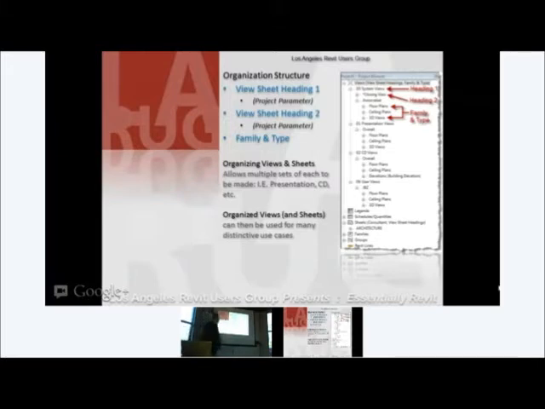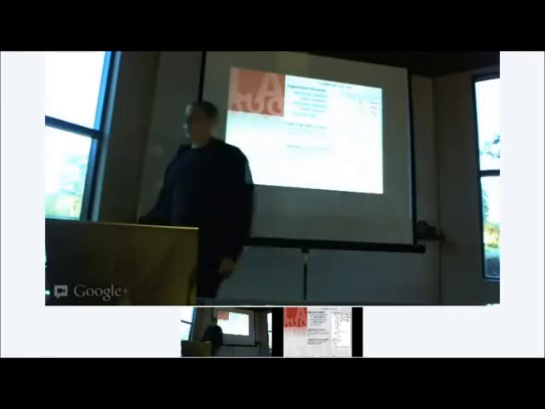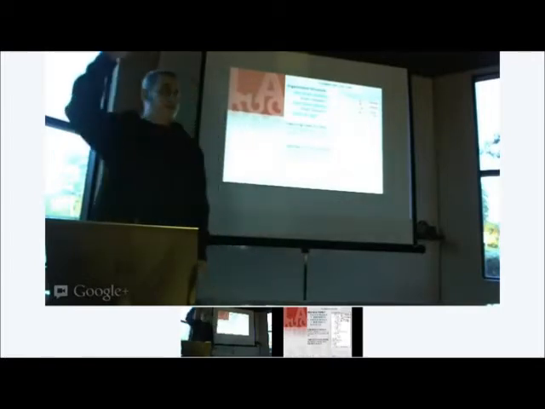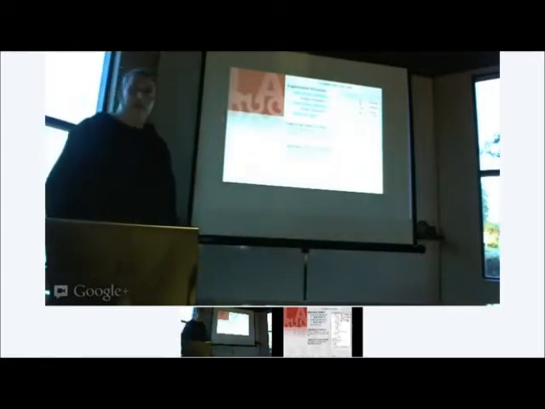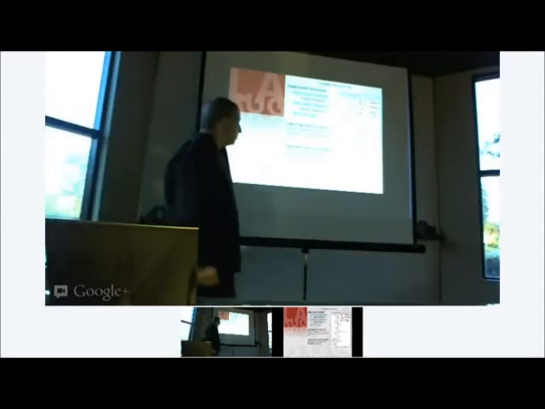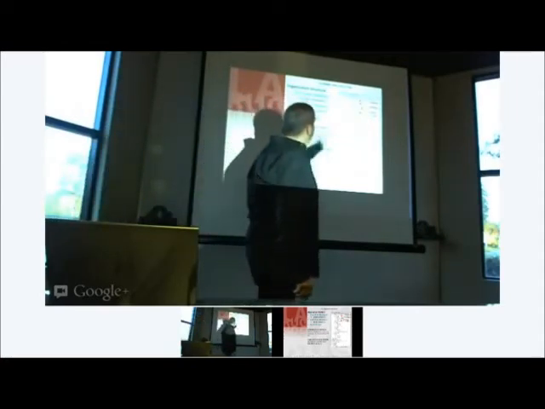And there happen to be these three different parameters that we set up. And you see, there's just heading one and heading two. I don't know how much more simple that could be. We know heading one is always the top level. Heading two would be below it, if you've ever used anything like Microsoft Word or whatnot. And then it's by family and type.